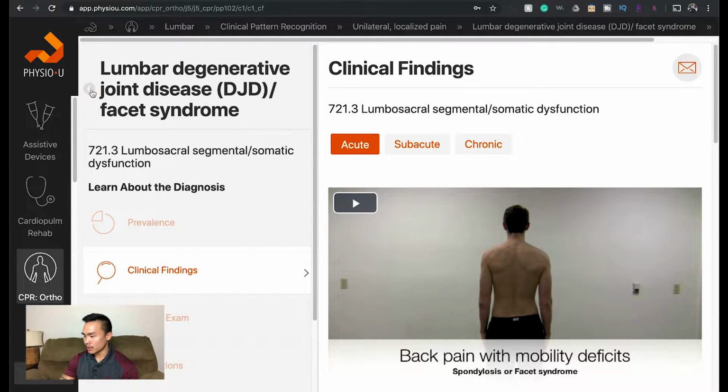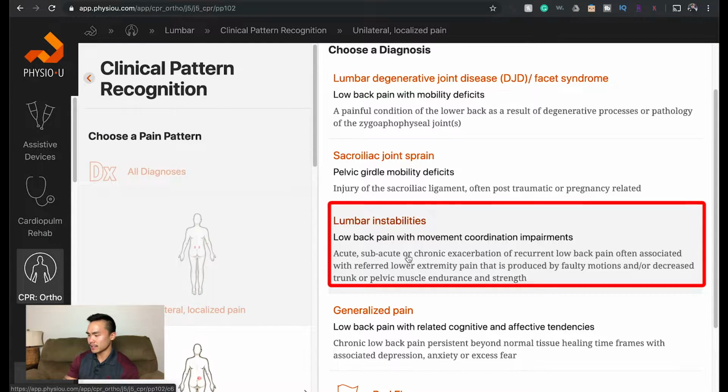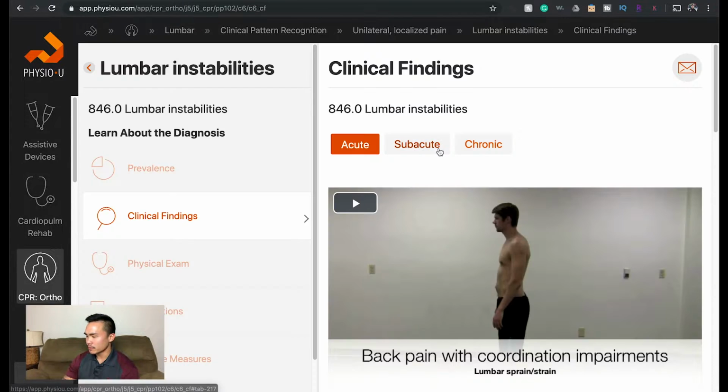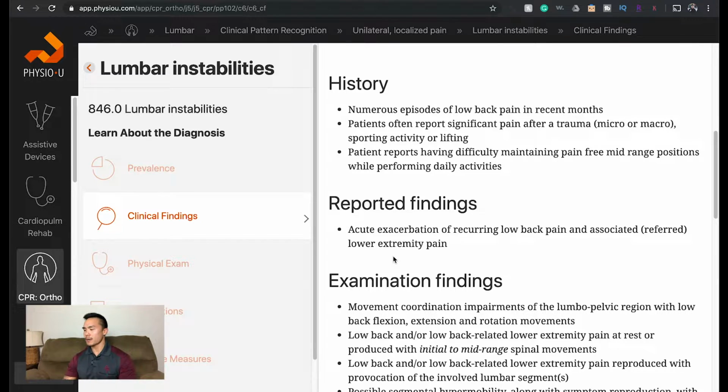All right, so next we're going to go back, and then we're going to go to lumbar instabilities. This goes into the low back pain with movement coordination impairments category. Now, clinical findings, we go here. We're in the acute-ish stage, right? And so now the history, let's look at this. Numerous episodes of low back pain in recent months. I didn't ask that if they had pain prior to this, so we'll have to kind of skip over that.